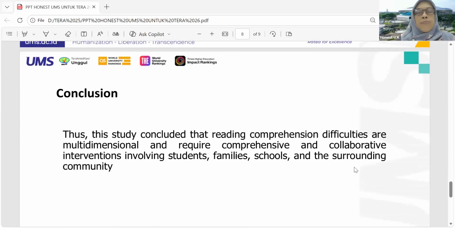And then the conclusion. After we delivered the background, the findings, and the discussion, we can conclude that reading comprehension difficulties are multidimensional and require comprehensive and collaborative intervention involving students, families, schools, and the surrounding community.